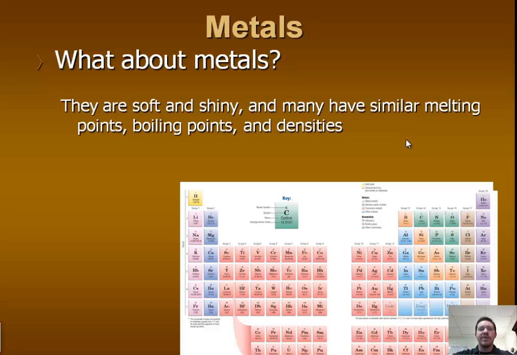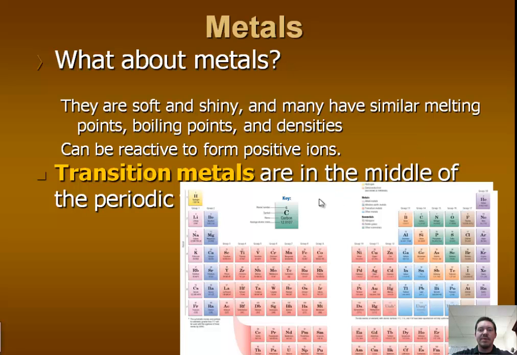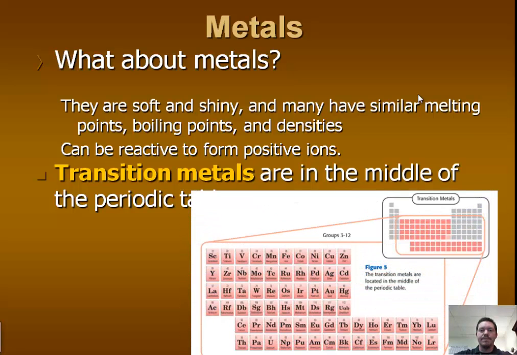So we're going to look at these families a little bit more. So metals are soft and shiny. They have many similar melting points, boiling points, and densities. They can be reactive to form positive ions. And transition metals are in the middle of the periodic table. So these red ones in the middle here I refer to as transition metals, or if we just take them out of the periodic table form, you can just see those transition metals.